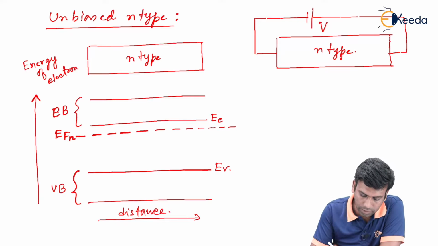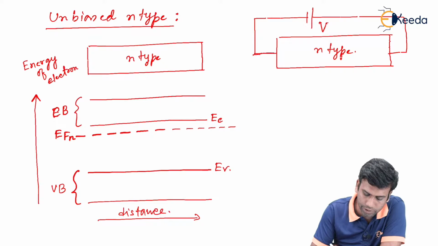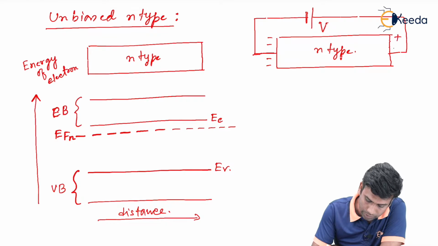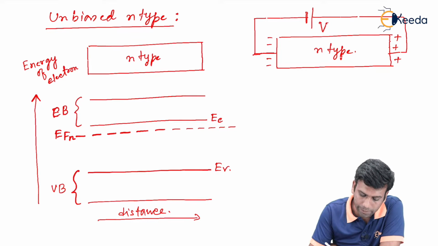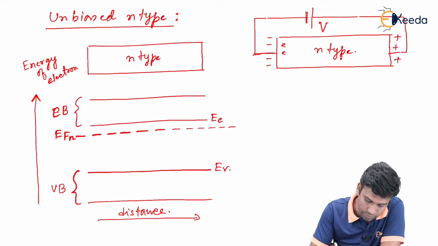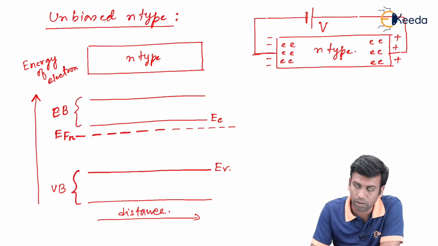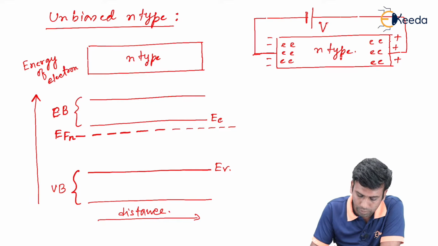Now in the question, they have given an external potential such that this terminal is of negative potential and this terminal is of positive potential. That means the electrons that are near this negative potential will have a high amount of energy, but the electrons which are near the positive terminal will have a low amount of energy. That means the energy band diagram will look like this throughout the semiconductor.